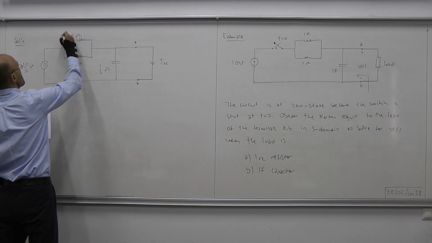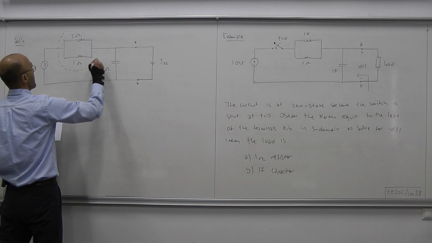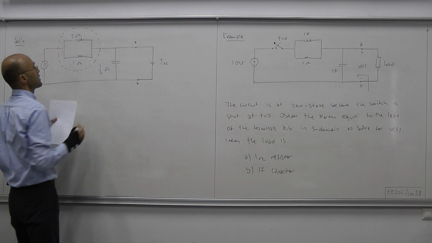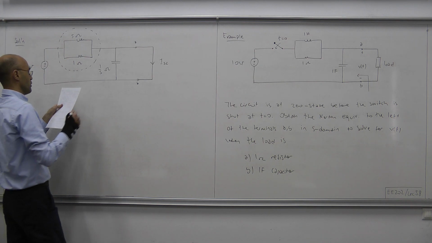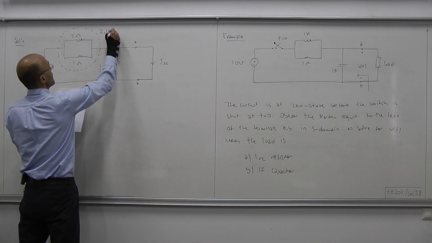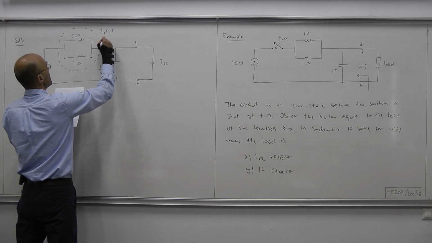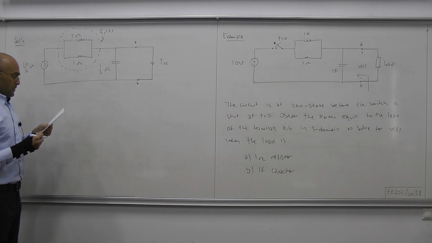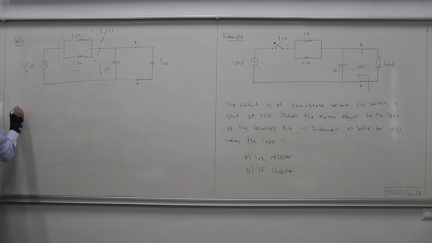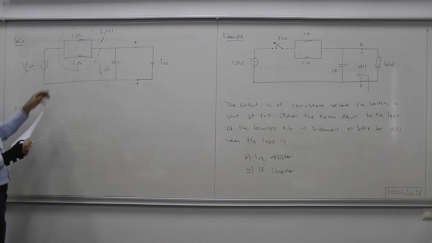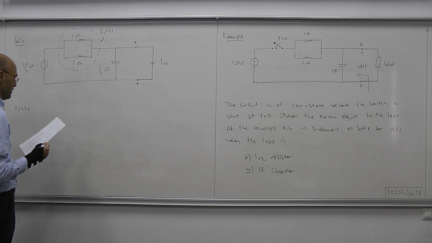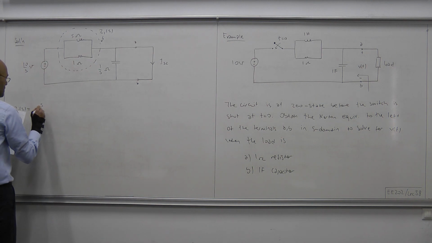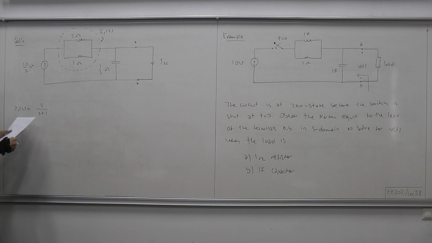So let's first compute the equivalent impedance for this parallel connection. I'm going to call it Z1 of S. Okay. So what's Z1 of S? Z1 of S is S times 1 divided by S plus 1, because they're in parallel connection, S over S plus 1.